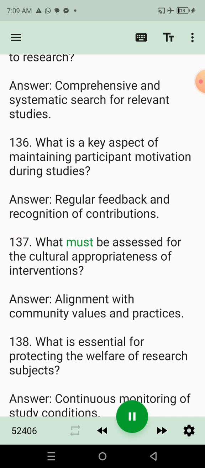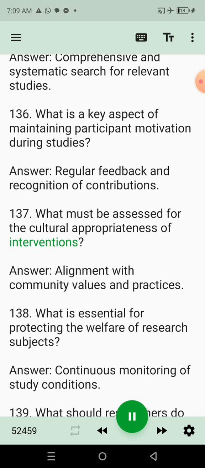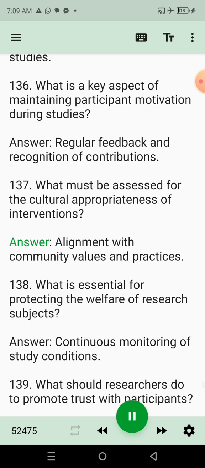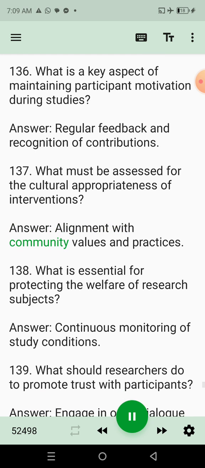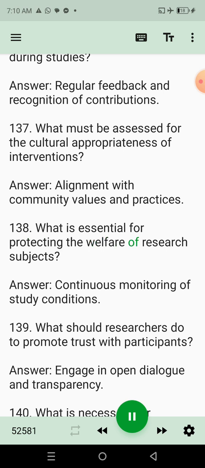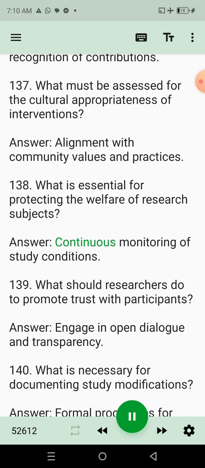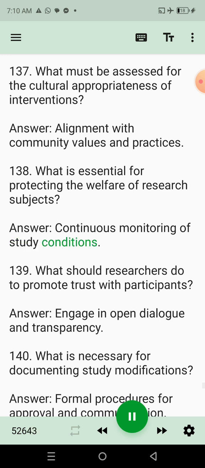137. What must be assessed for the cultural appropriateness of interventions? Answer: Alignment with community values and practices. 138. What is essential for protecting the welfare of research subjects? Answer: Continuous monitoring of study conditions.